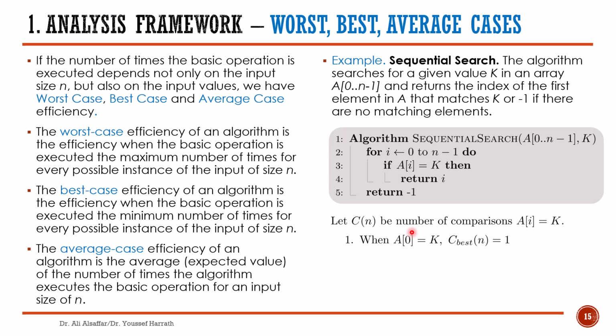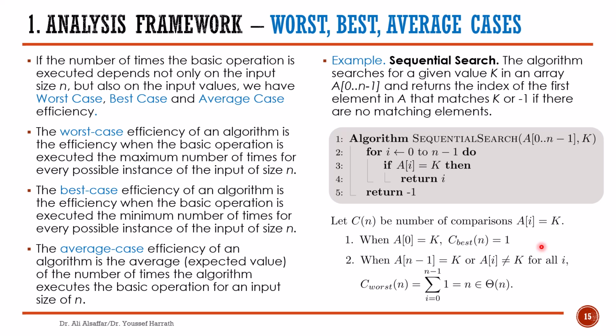Let Cn be the number of comparisons Ai equal to k. Now for the best case analysis, we need to find the minimum number of times the key comparison is executed. And this occurs when the first element in the array is the key. I mean if A0 is equal to k. In this case, the algorithm will make only one key comparison and stop the loop. So Cn for the best case is equal to one key comparison.